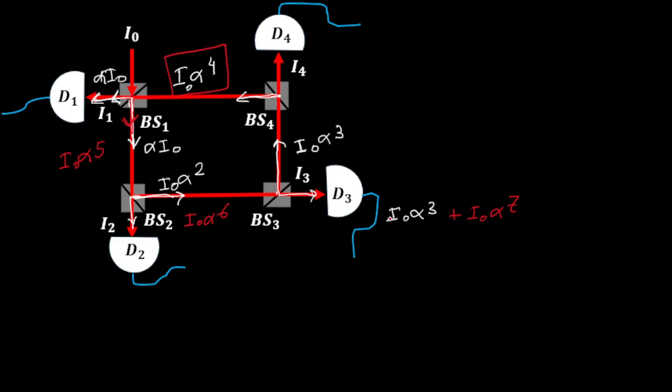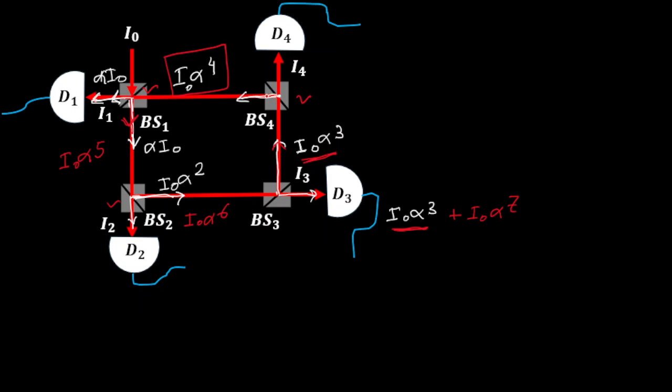So after the first cycle, the intensity that reaches detector 3 is I naught alpha cube. And after the second cycle, the amount of light that reaches detector 3 is I naught alpha to the power 7. You can see that after the first cycle, the light reflected from beam splitter 1 had intensity I naught alpha cube. Now this light passes through beam splitter 4, beam splitter 1, beam splitter 2, and then beam splitter 3, and comes to the detector.